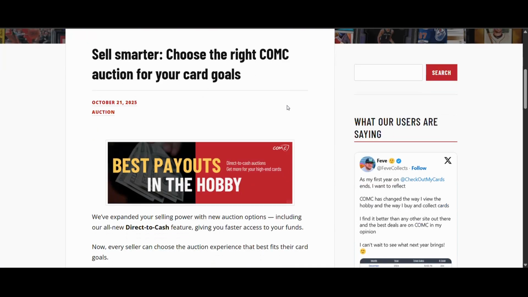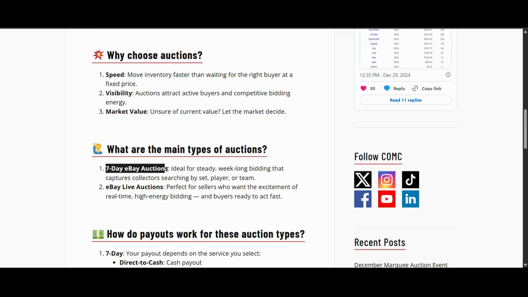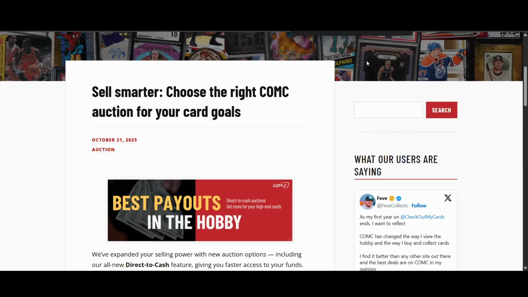All right, so there's two overarching categories that we're going to focus on. One is the 7-day auctions on eBay that you can send from COMC to eBay, and one is the live auctions that COMC does on eBay. So let's start off with looking at the regular auction option.